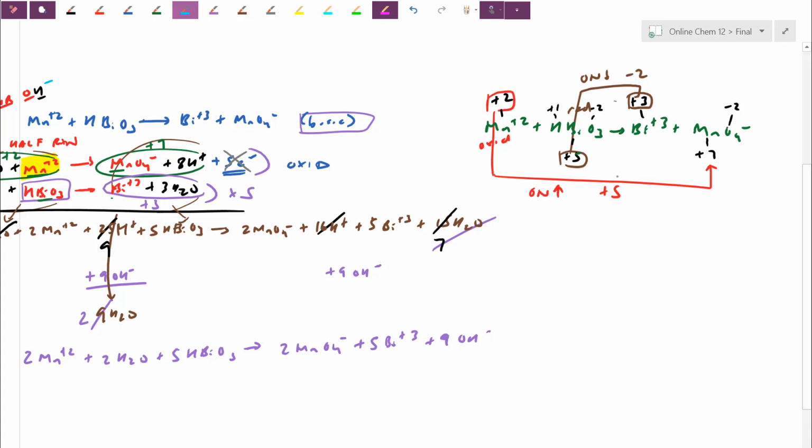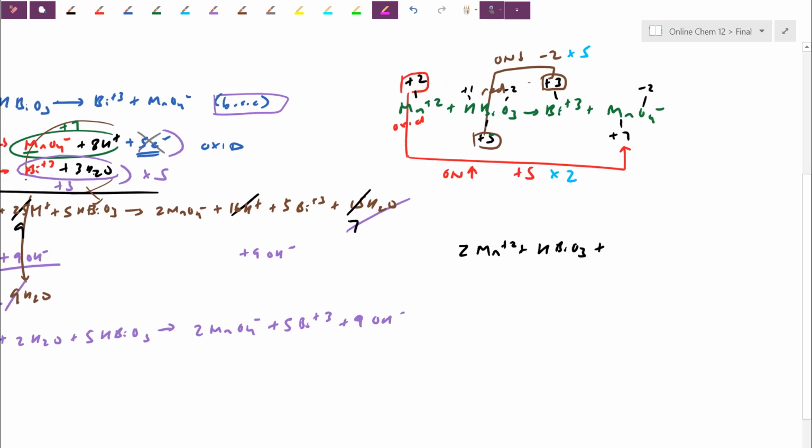So what does 2 and 5 both go into? Well, that's the times 5 and times 2 that we did for the lowest common multiple step here. We do that part first. Everything that's involved in this plus 5 change gets multiplied by 2. So that's going to be 2 manganese plus HBiO3. Sorry, the other one is going to be times everything times 5. So I have 5 HBiO3. I'm going to have 5 for the Bi plus 3.